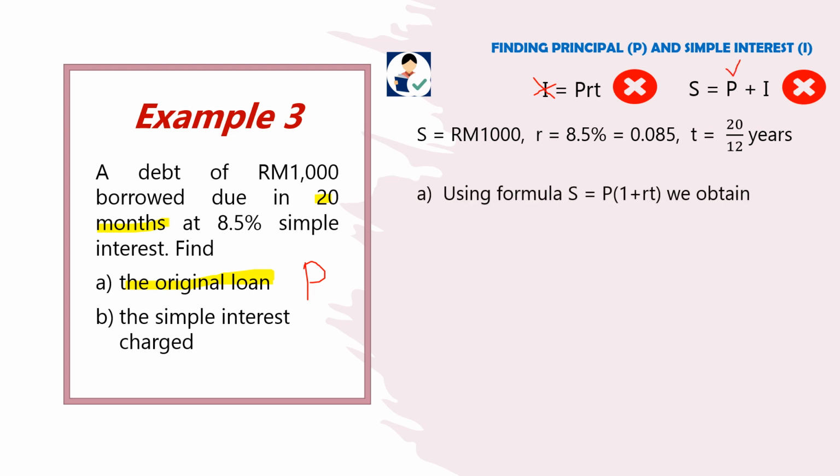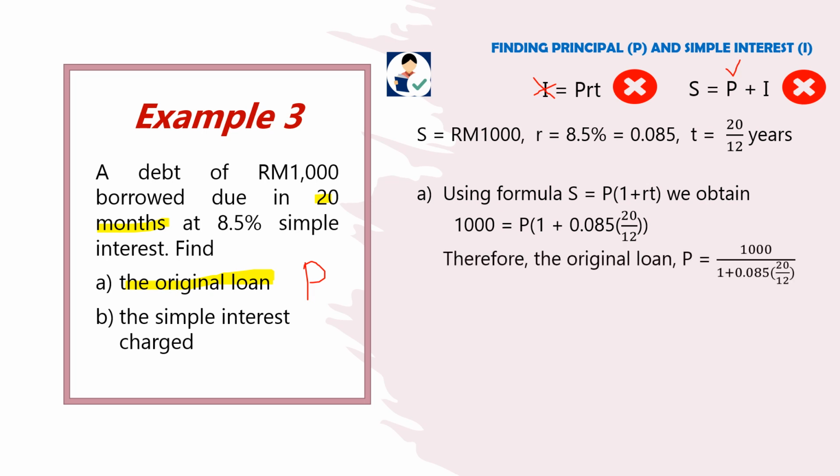So for this question, we use the formula S is equal to P times 1 plus RT, in order to solve P. So substitute S 1000, R 0.085, and T is equal to 20 over 12. Therefore, the original loan P is equal to RM 875.91. For question B, we want to find the simple interest charge, which is I.